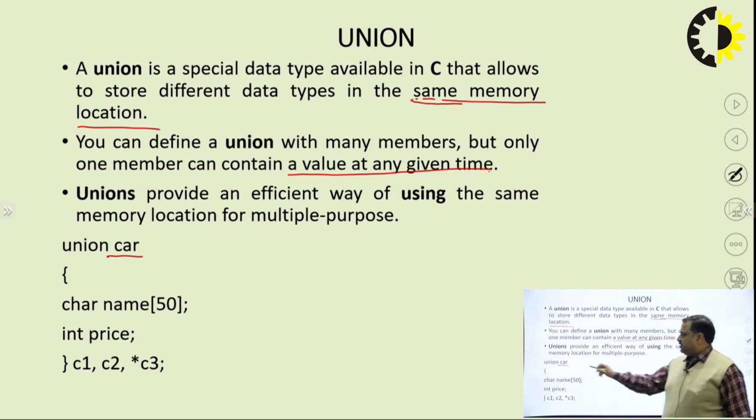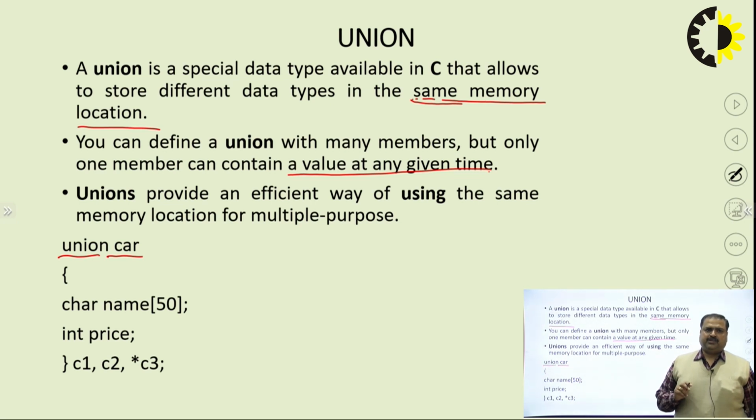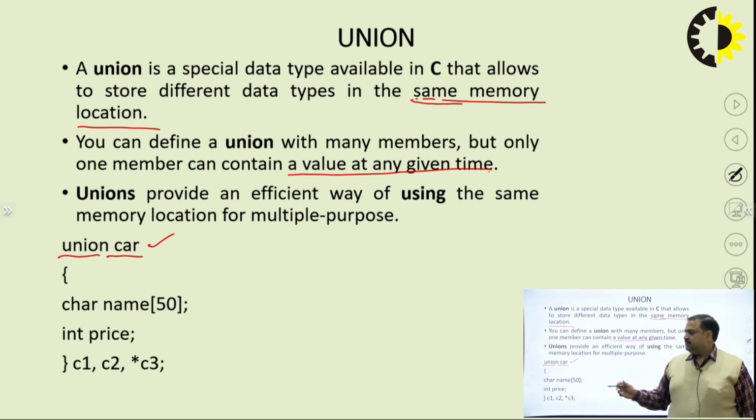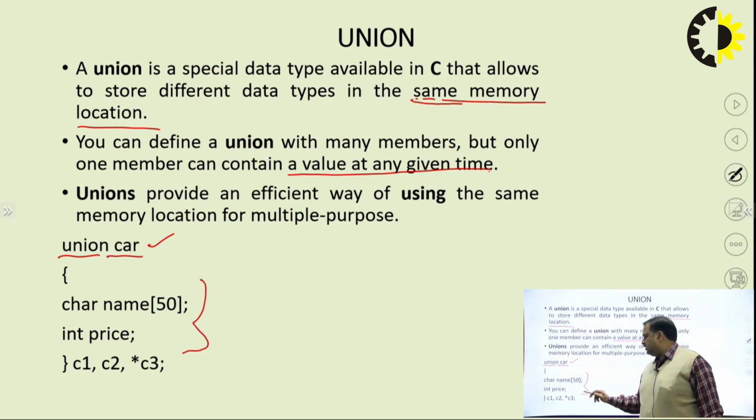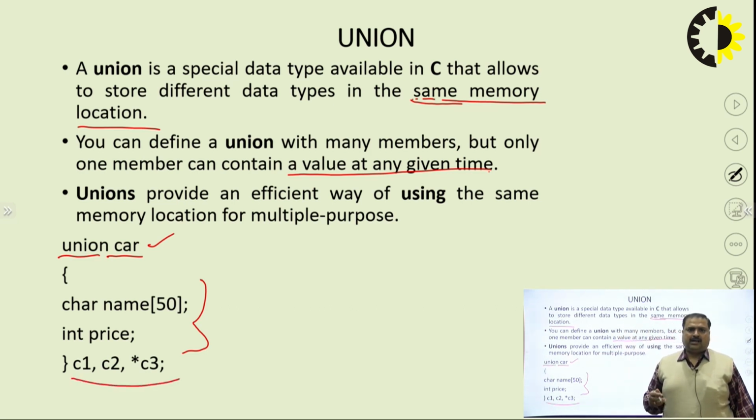Here the keyword for declaring a union is union. Union is the keyword for declaring a union type, followed by the name or the identifier for that union, and these are the members for this car type union, the name and the price. And these are the variables of type car: variable C1, C2 and pointer C3. So we have created three variables along with the declaration for a type car.